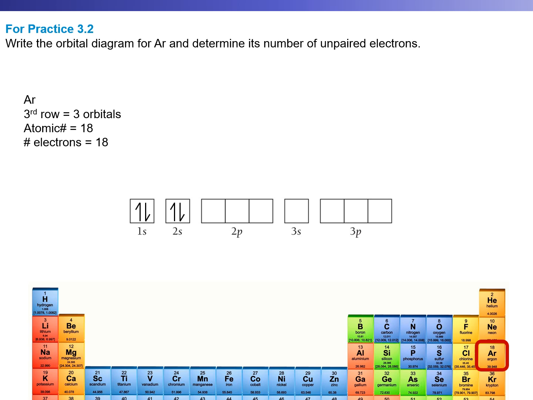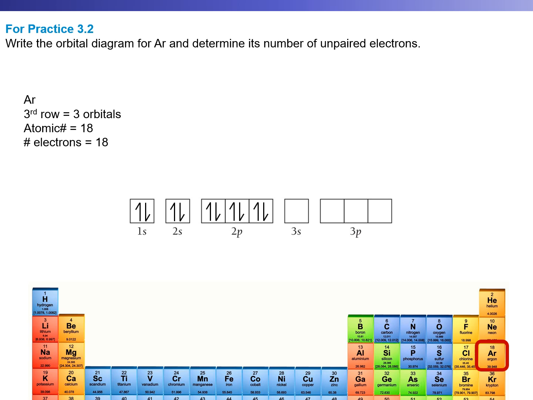So how do we populate p? Do we fill the first square and then the second one and the third one? No, this is the kids on the bus rule, where everybody's going to try to get a seat of their own by themselves until the bus starts to fill up, and then you have to double up. There you go. So now we filled up our 2p orbital, and we've got 10 of our 18 electrons that we needed to place.